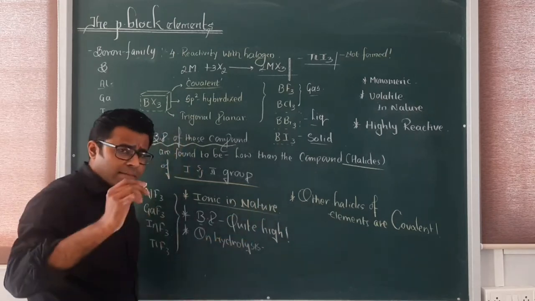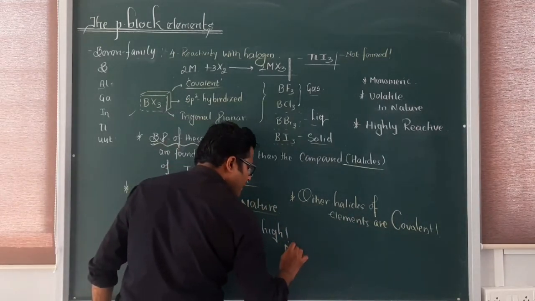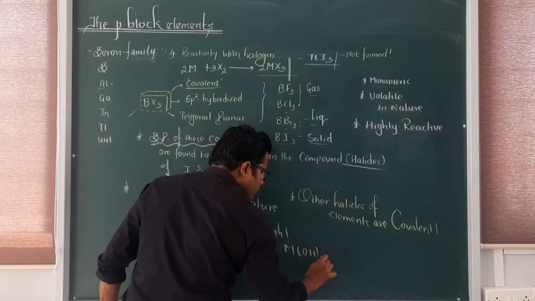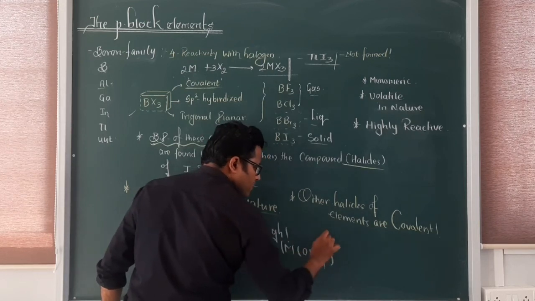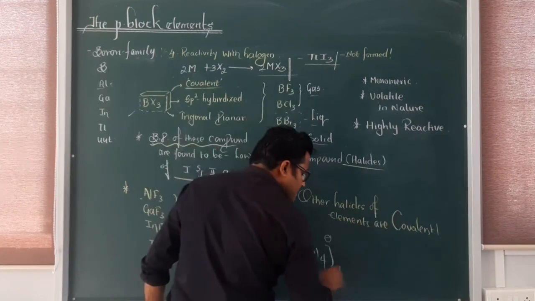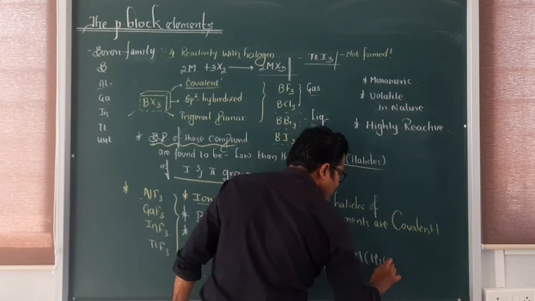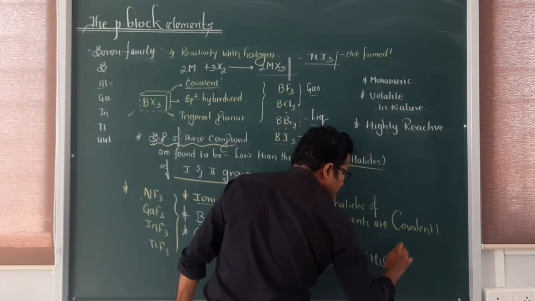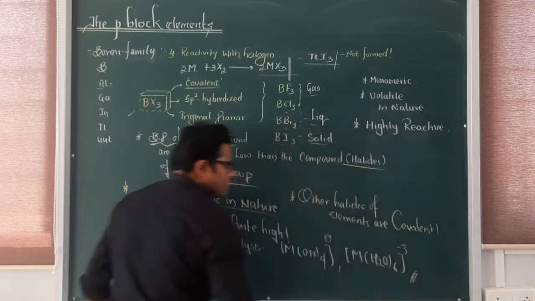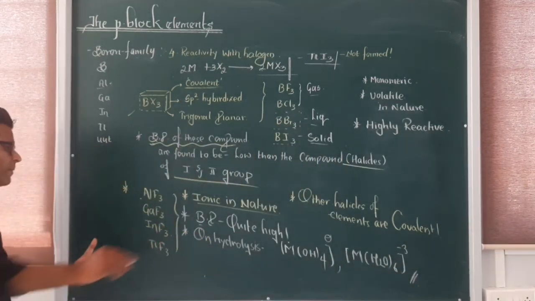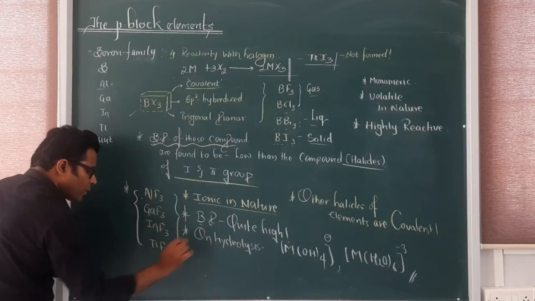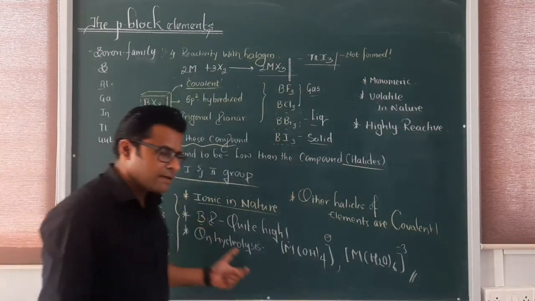yield compounds such as [M(OH)4]- and [M(H2O)6]3+. So these are the compounds which are formed once we try to hydrolyze these halides.